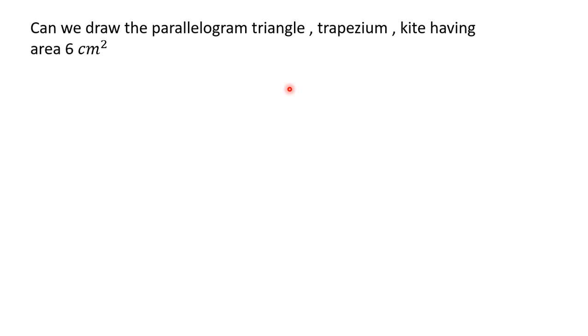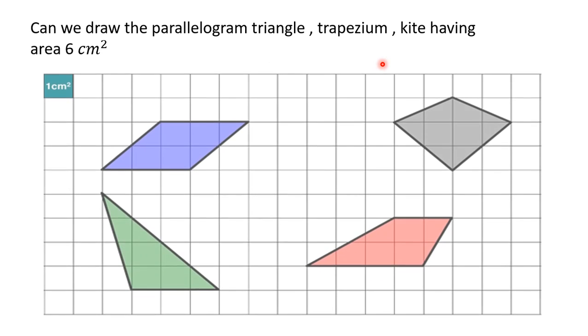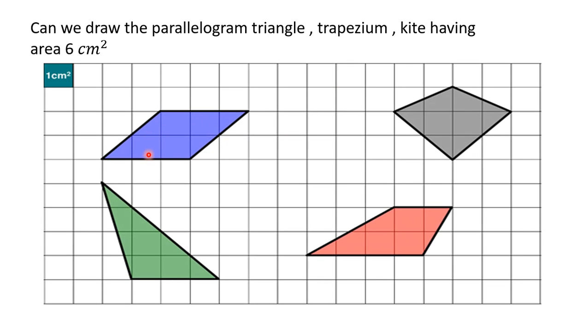Now let's talk about another example. Can we draw a parallelogram, triangle, trapezium or kite having area 6 cm square? So let us try to draw these figures on a graph paper, so it will be easy to calculate the area. So let's take this parallelogram.